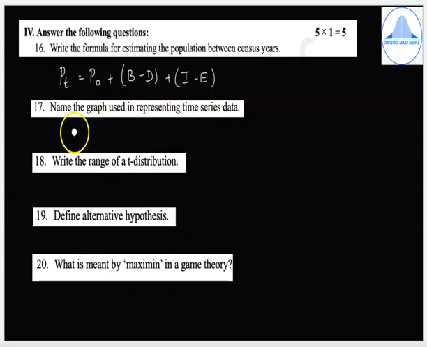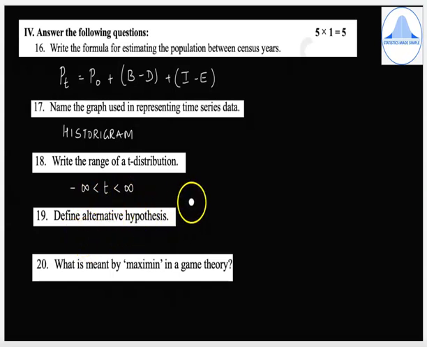17th question, name the graph used in representing the time series data. So the answer is the histogram. 18th question, write the range of a t distribution. So the range is written as minus infinity is less than t is less than infinity. It is read as t can take any value between minus infinity and infinity.